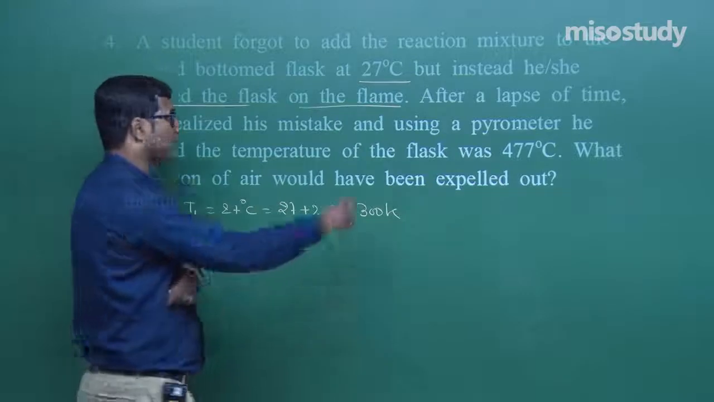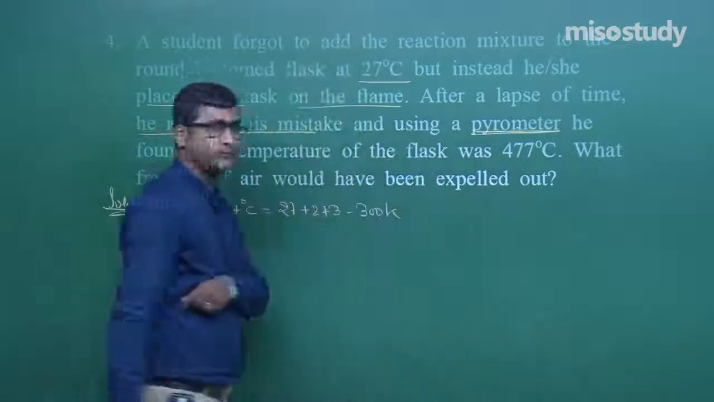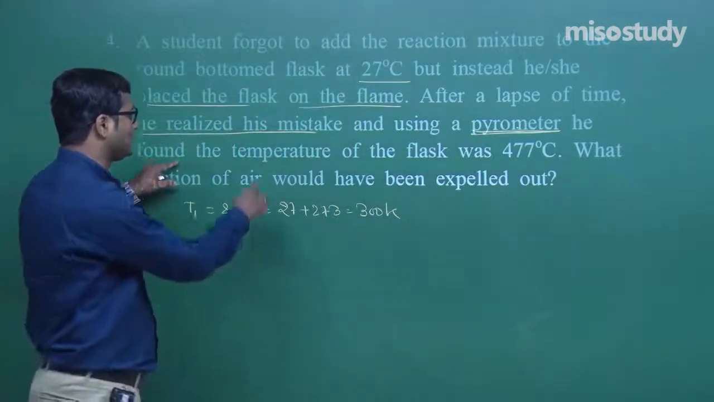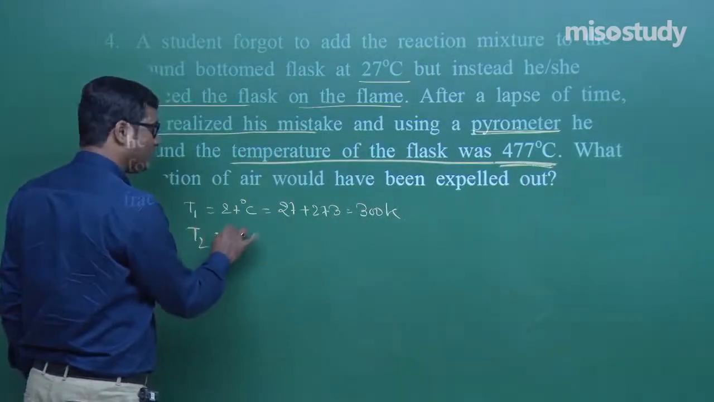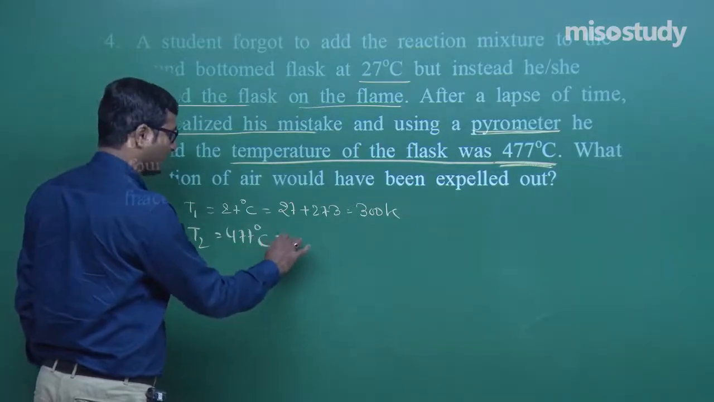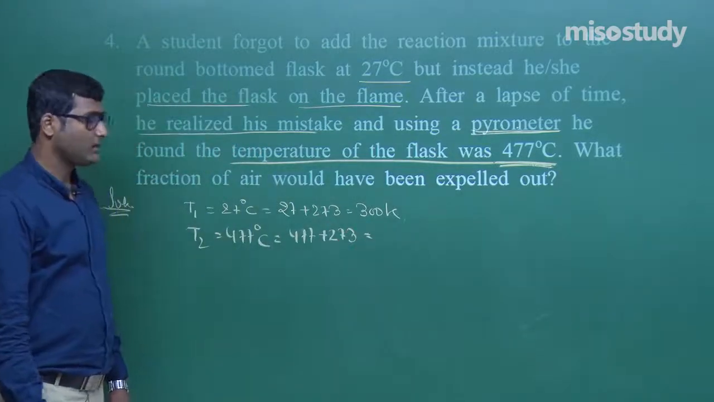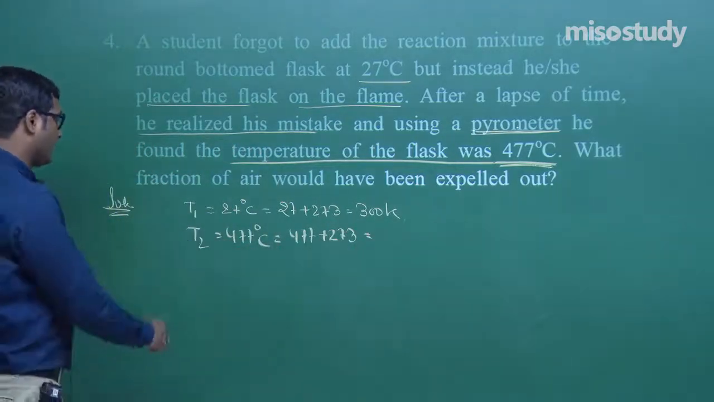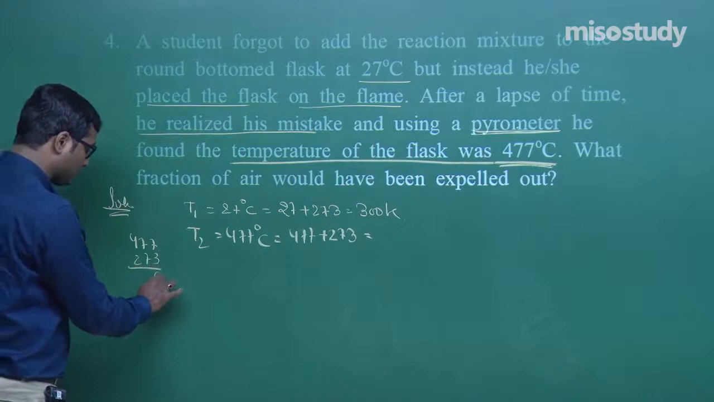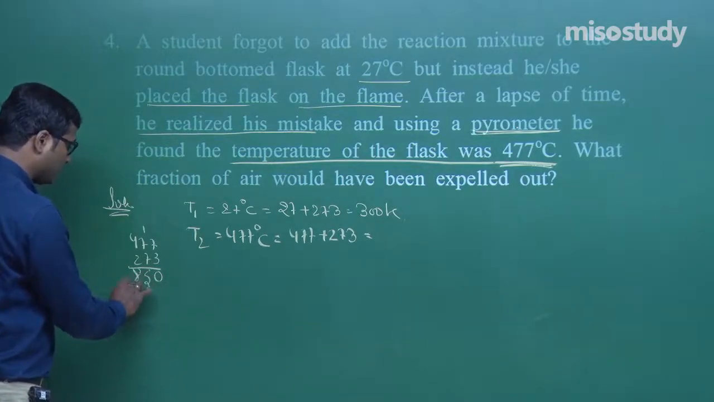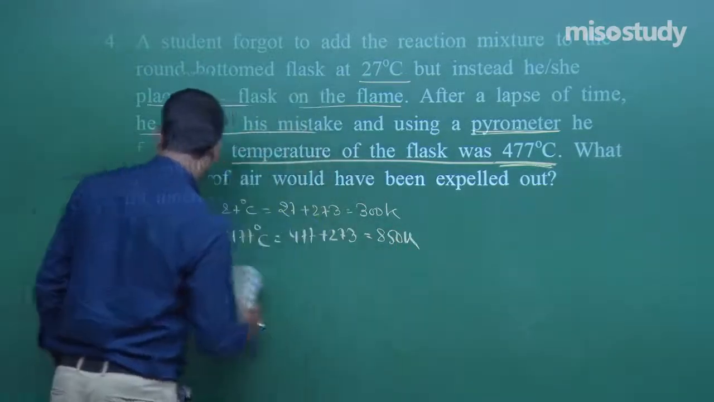After a lapse of time he realized his mistake and using a pyrometer he found that the temperature of the flask was 477. Now we can write T2 is equal to 477 degrees Celsius, that is 477 plus 273, my friend. Clear? Now add them. What we get? 850 Kelvin. Am I right?